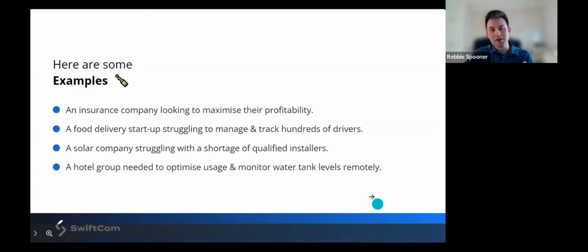And then a hotel group needed to optimize usage and water monitor levels. And that for us was a hardware and software integration. So as you can see, it's quite broad and it's very individualized.